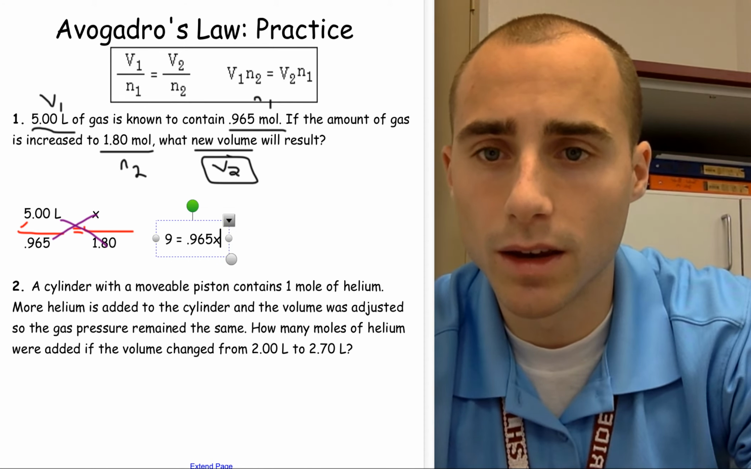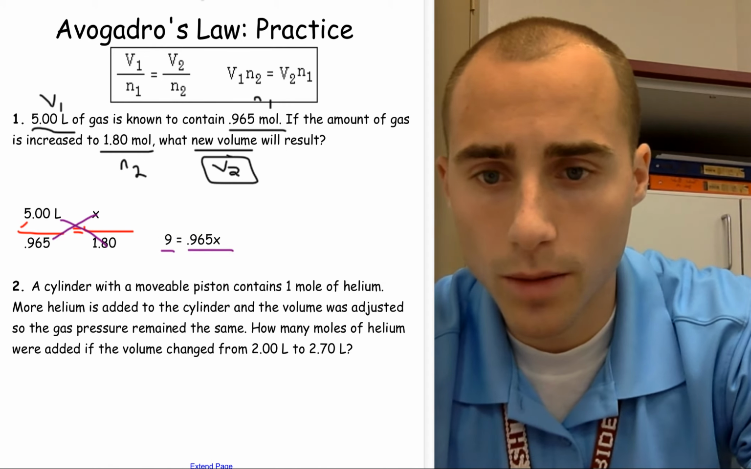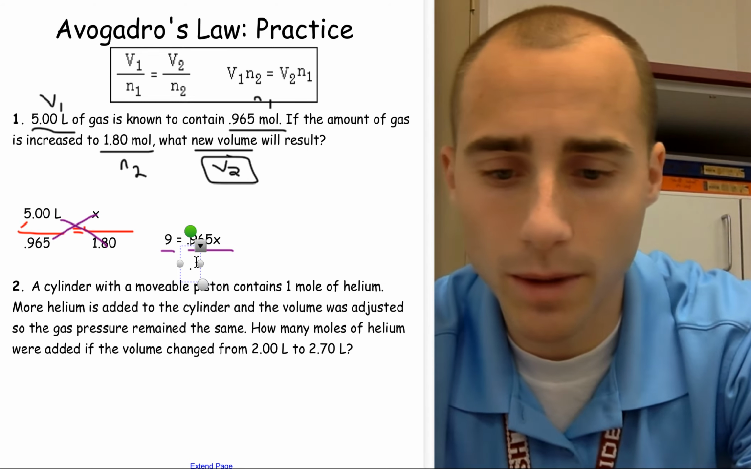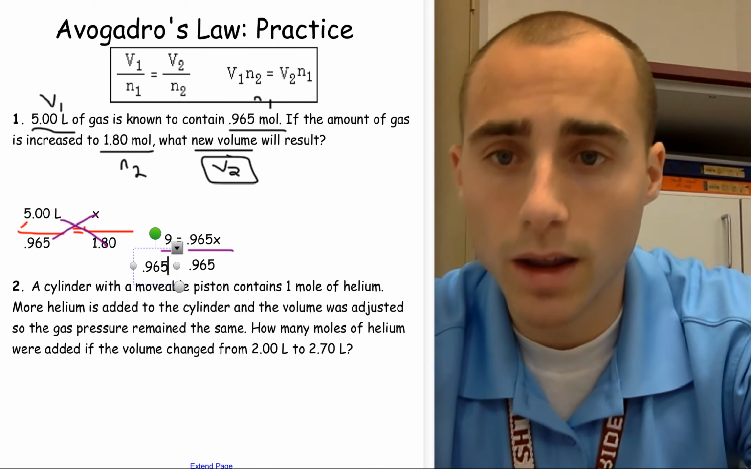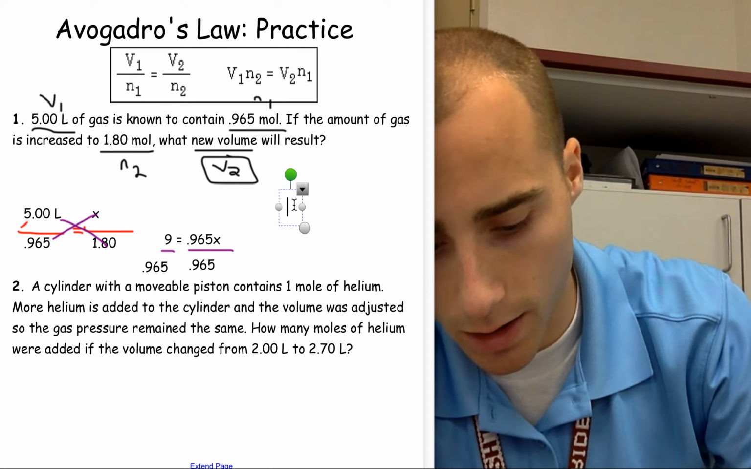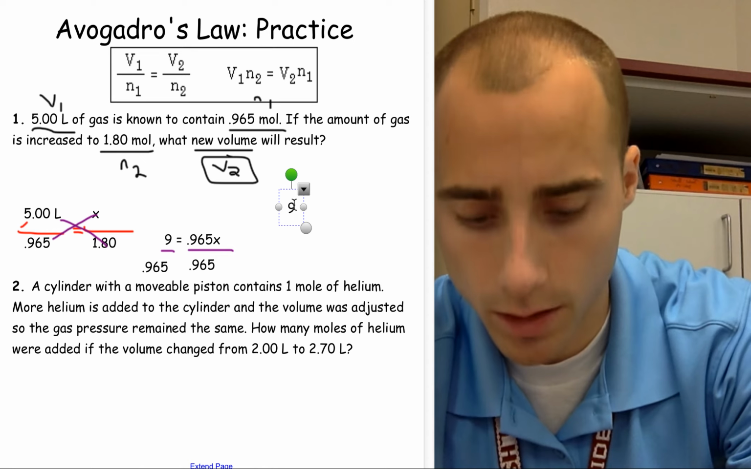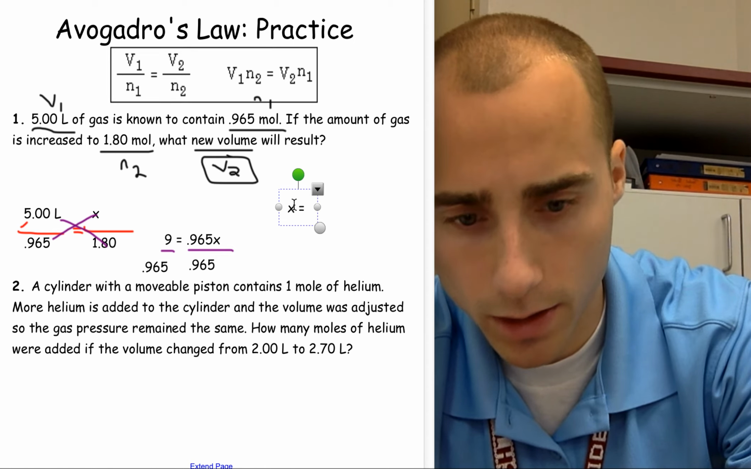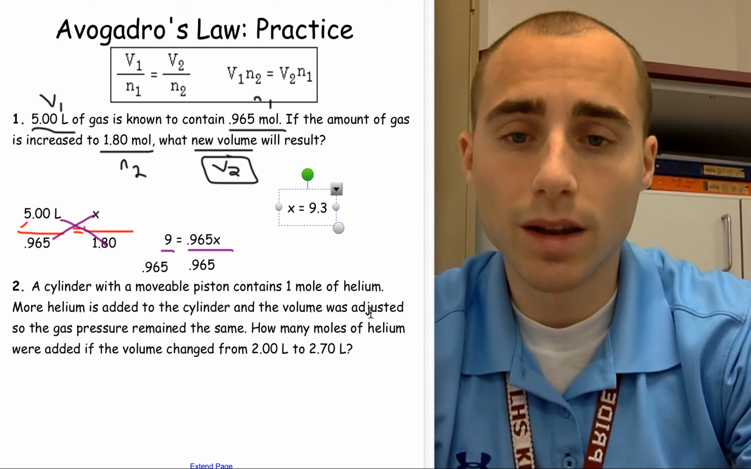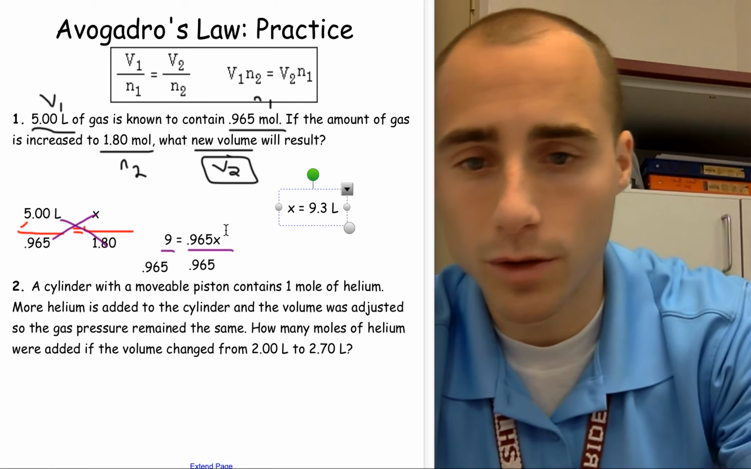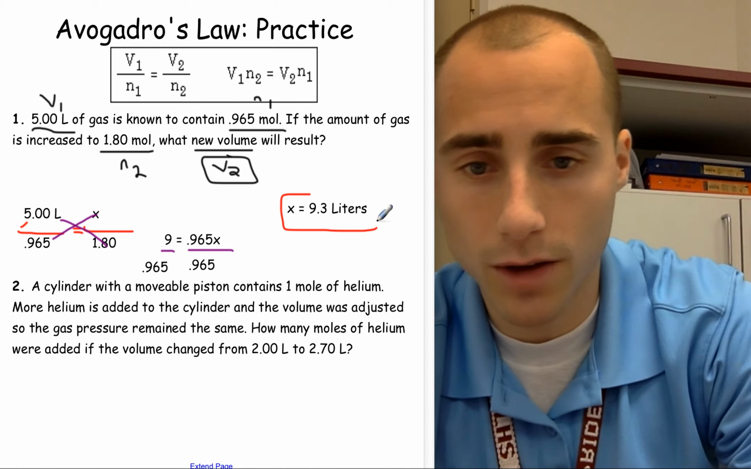0.965x. We then just divide by 0.965, because that's what's next to the x, so divided by 0.965, that'll get the x by itself. In the end, when I do 9 divided by 0.965, x equals, just go to 2 significant digits, 9.3, and we were solving for volume, so our new volume is 9.3 liters. That should be the answer you got for 1.